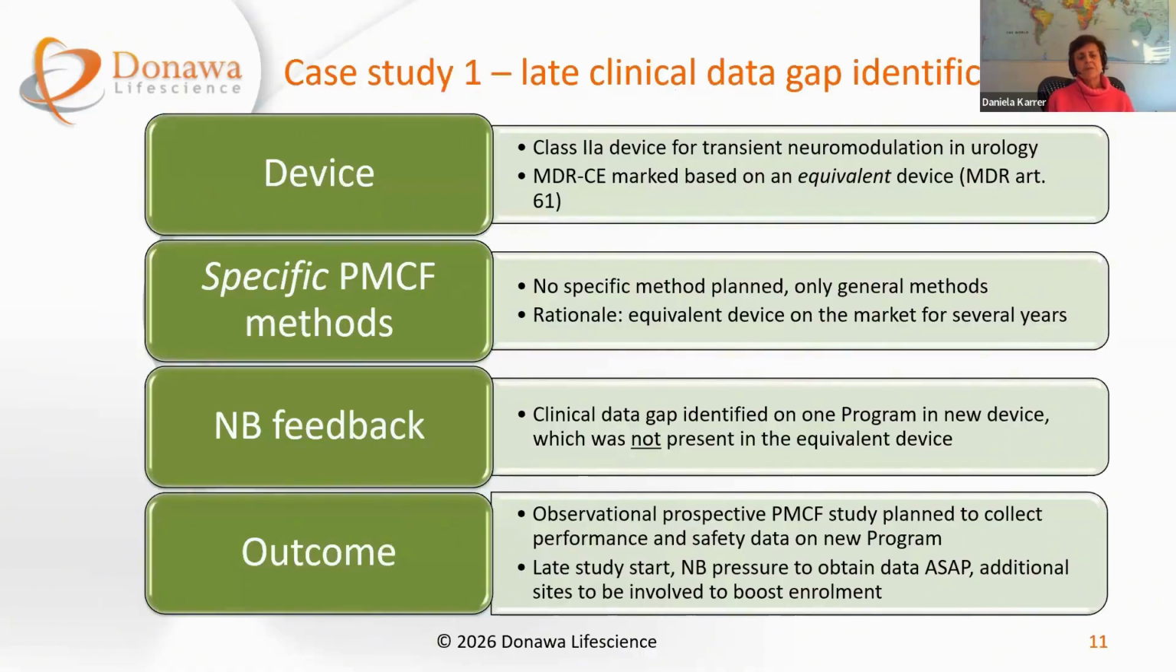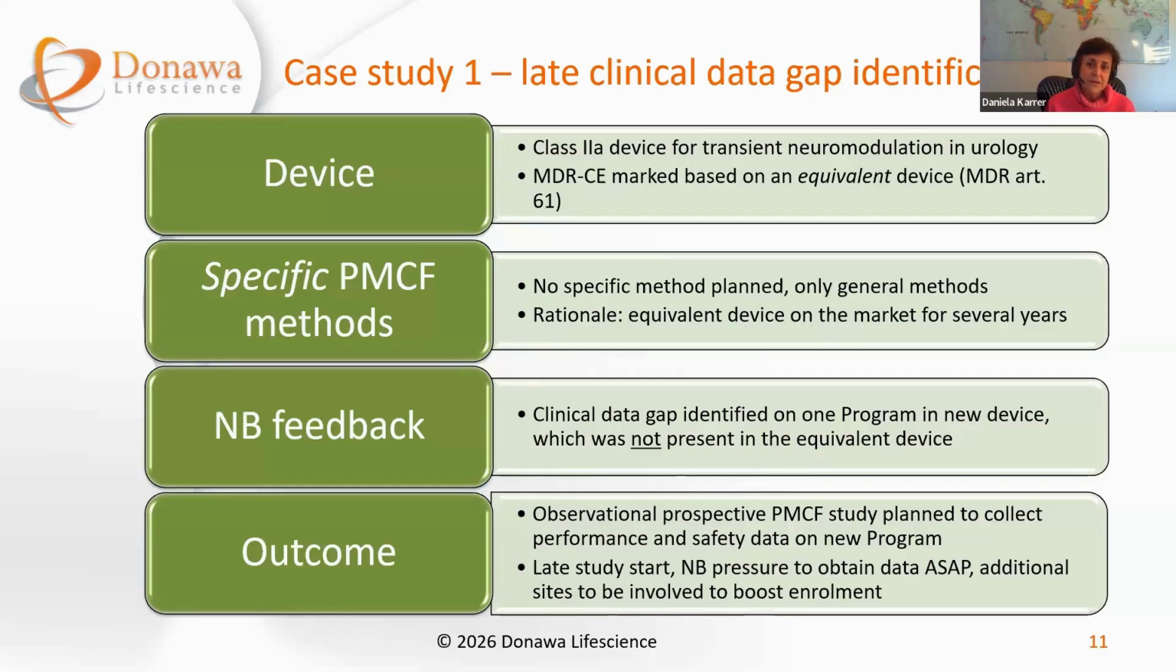So, case studies of late clinical gap. We had a class 2A device for transient neuromodulation in urology, and the device had been MDR CE marked based on equivalence. The manufacturer had a kind of naive approach and did not plan any specific method, and they did provide a rationale, because if you're not planning specific methods, you have to justify that, and they did provide it.